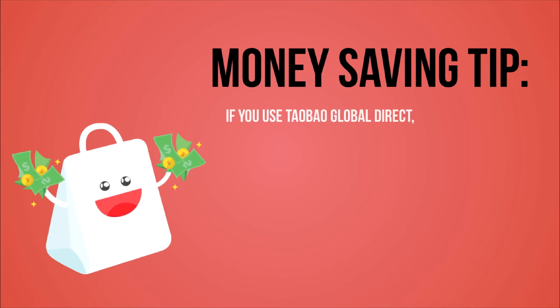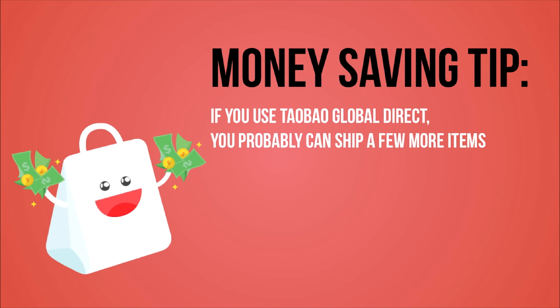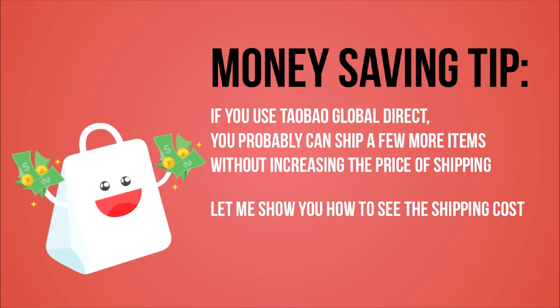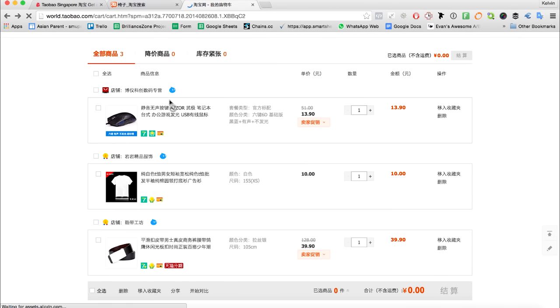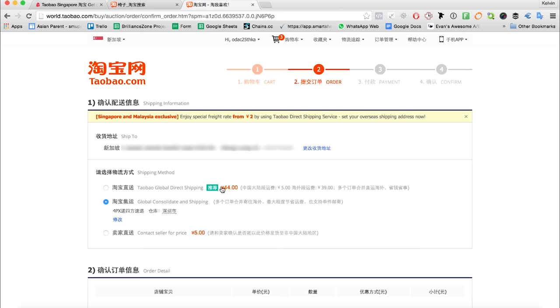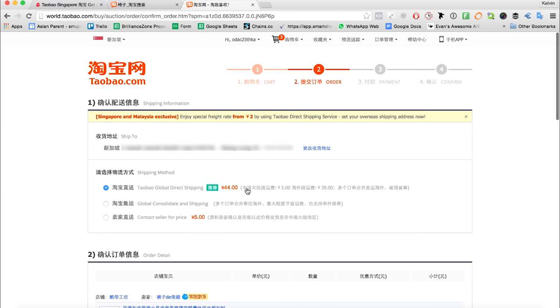But what we do know is that if you use Taobao Global Direct Shipping, you can probably ship a few more items without increasing the price of shipping. And let me show you how. Okay, so this is my shopping cart and I'm going to show you how to check the price of shipping. So just click that to select all. Click the orange button below, which is calculate. And you will see the direct shipping cost right here. If you choose to ship by this option, this price will be added to your bill right now, and there will be no more additional shipping charges.